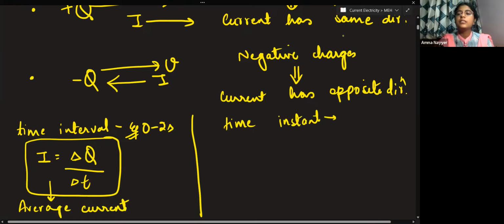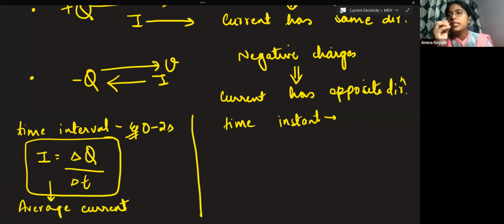Not considering 0 to 2 seconds like this. If I say, tell me what is the current exactly at T is equal to 4.01 seconds, that's not a time interval. At a specific time, be it T is equal to 3 seconds, or a very small number like T is equal to 0.00001 seconds, infinitesimally small, then if a time instant is mentioned to you, you cannot use I is equal to Q by T.